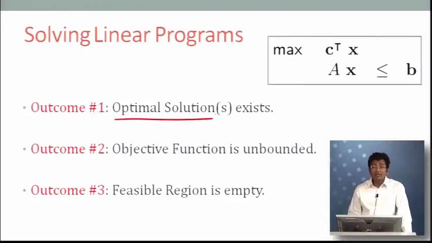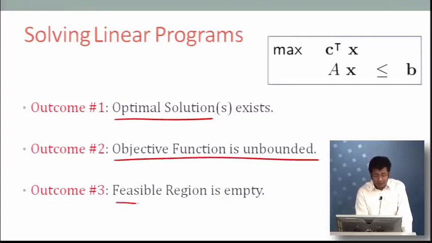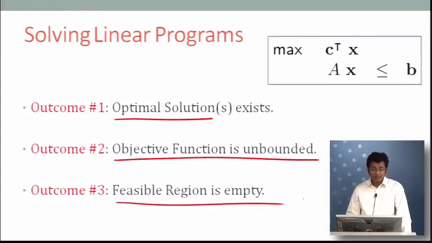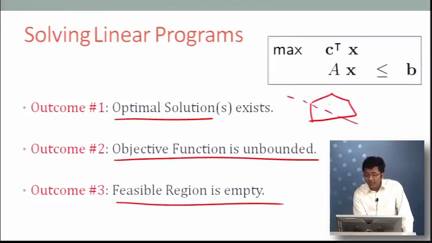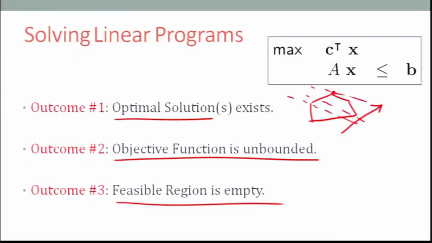Excellent. So there are three outcomes of a linear program. One is that at least one optimal solution exists, or many optimal solutions exist. Outcome 2 is that the objective function is unbounded. And outcome 3 is that the feasible region is empty. So outcome 1 looks like this. You have the feasible region, and you have your objective direction, and they increase in this sense. And you find a point where your objective is maximized. So this is optimal. This is the happy situation, and this is the situation we saw in the previous slide. The other possibility is that the objective is unbounded, and we will see an example in the very next slide.